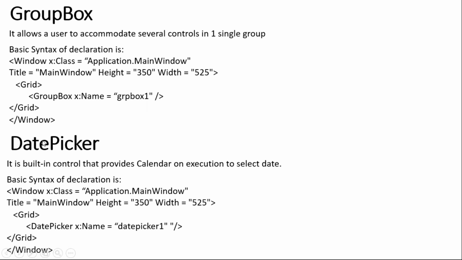And instead of the date time picker of Windows Forms, we have the date picker in WPF. It provides a built-in calendar only, right? So date picker name equals date picker 1.